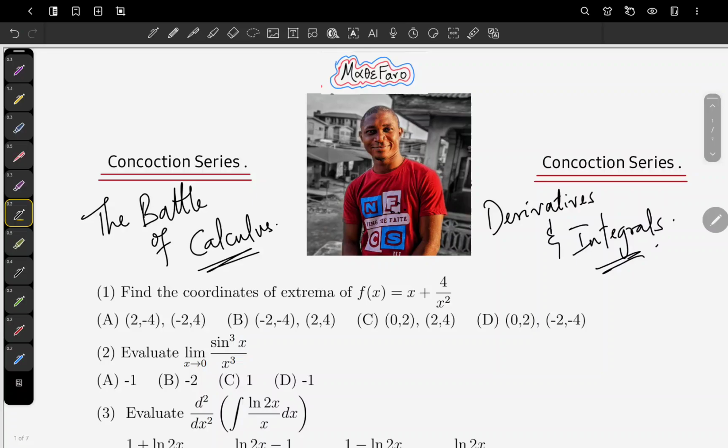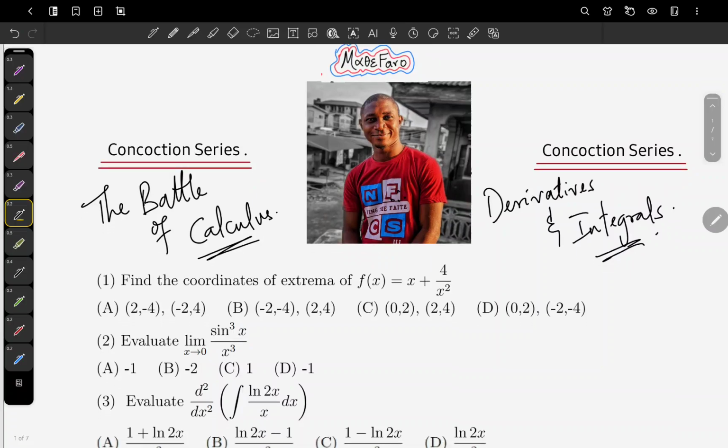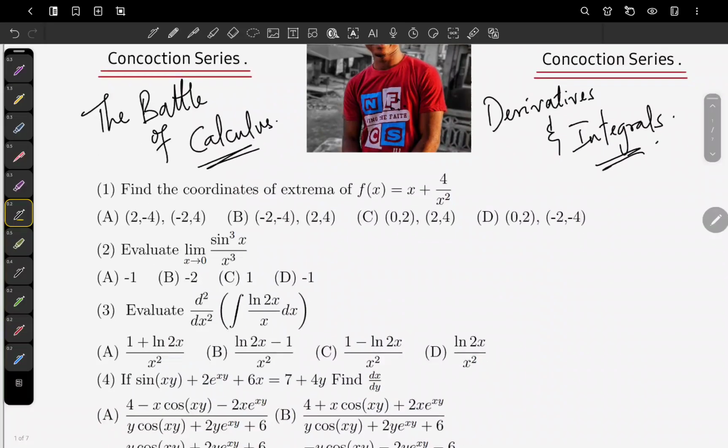For this particular video, I'm going to extract the integration questions out of this set of problems. And probably in the subsequent videos, we'll look at the other parts of the questions. So without wasting too much time, let's get right into it.